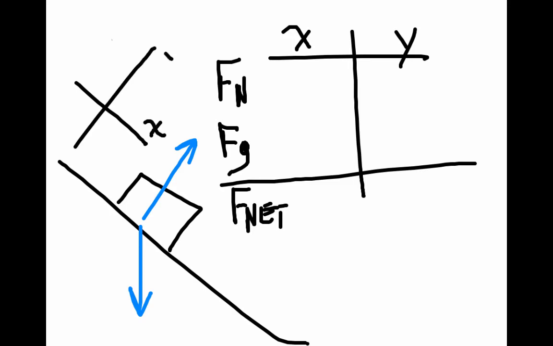Make x go down the hill and y go perpendicular to the hill. So if I start to figure out which force is in which direction, well, the normal force is not horizontal on my tilted plane, so there's no force here, but the normal force is in the vertical direction. And I'm going to put a plus in there because forces are vectors. So it's a positive normal force in the y direction.